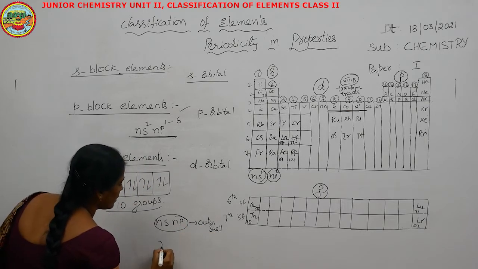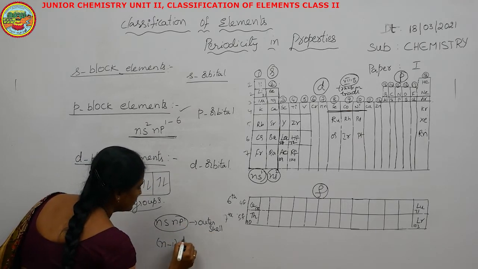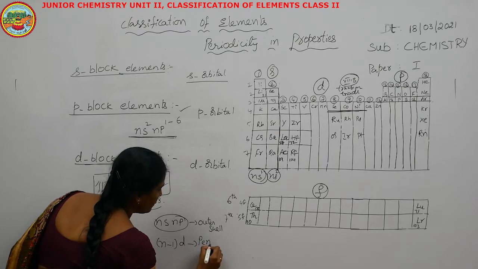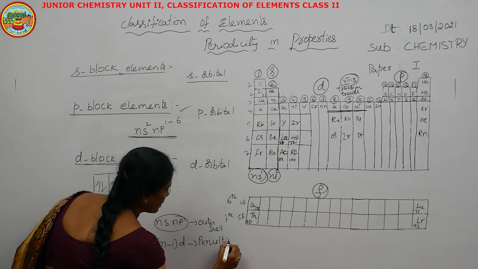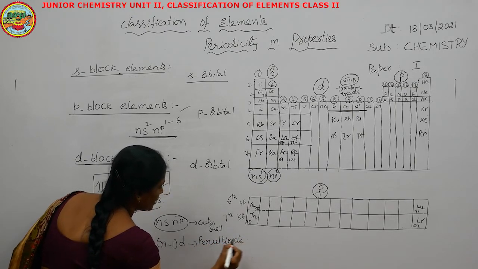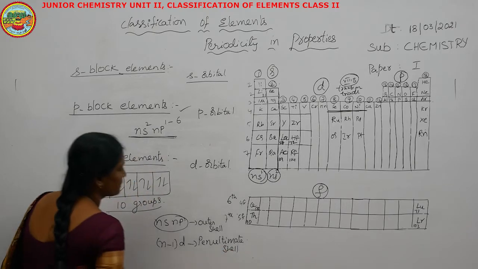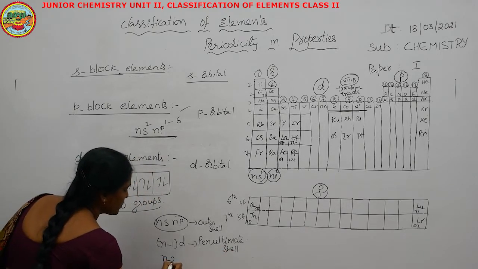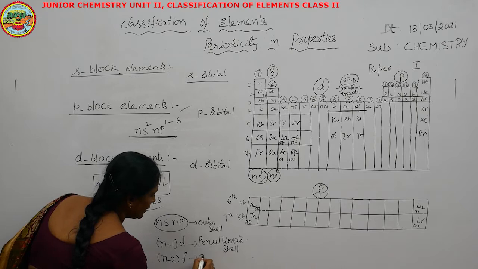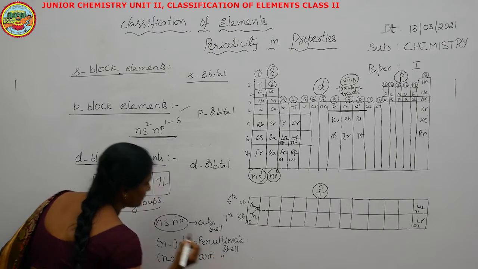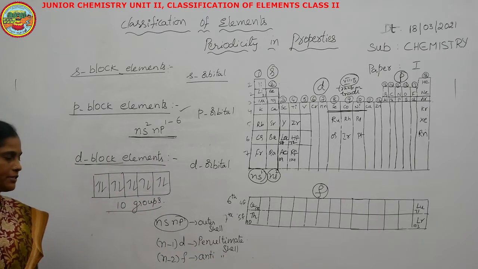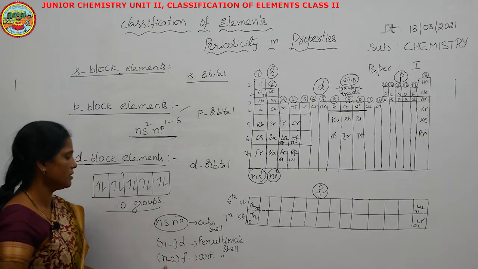Valence shell. N minus 1 d, this is called the penultimate shell, the inner shell. And then N minus 2 f is called the anti-penultimate shell. Anti-penultimate shell means the innermost shell.